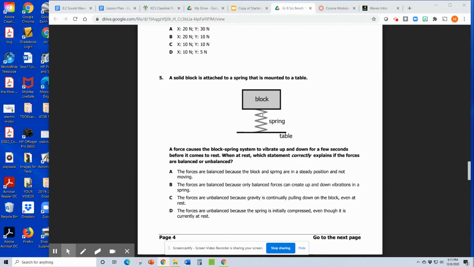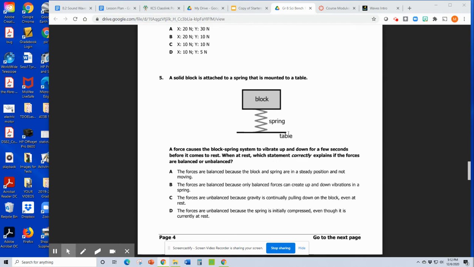If something is not moving, then that means that the forces on it are balanced. We also know that if something is moving at a constant speed, it's not speeding up, it's not slowing down, and it's not changing direction, the forces on that object are also balanced. The only way that we get things to speed up, slow down, or change direction is to have unbalanced forces. So before I read these answer choices, it says which statement correctly explains if the forces are balanced or unbalanced. If it's at rest and not moving, they're balanced.